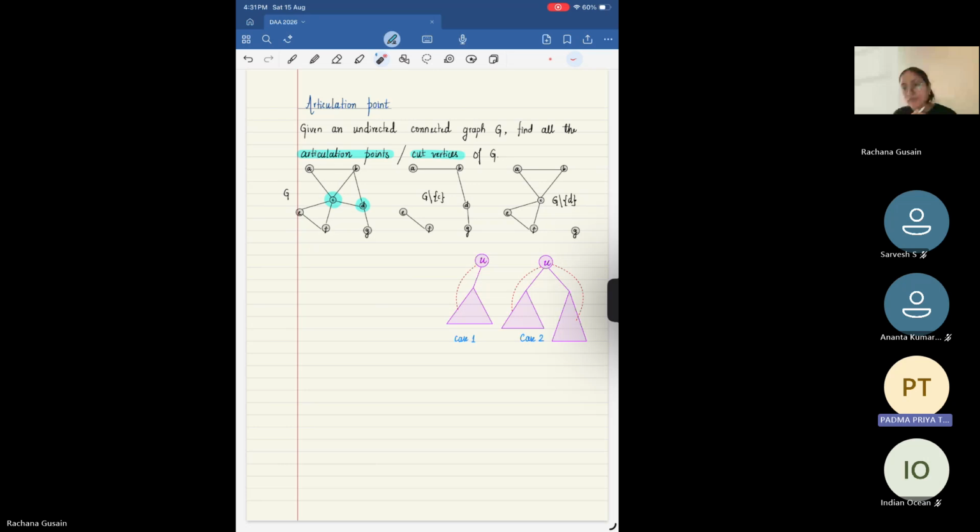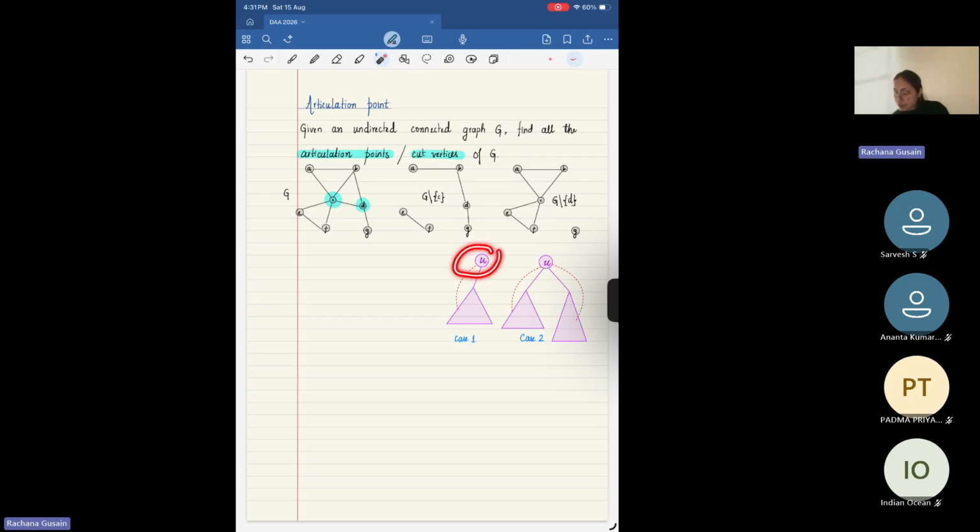Yes, ma'am. And if U indeed has two or more children, then U has to be a cut vertex. The root node has to be a cut vertex, right? So if I remove U in this case, I'll remove all these edges, right? And clearly the graph will get disconnected into at least two components. If it has three children, it will get decomposed into three components. The graph will get disconnected.